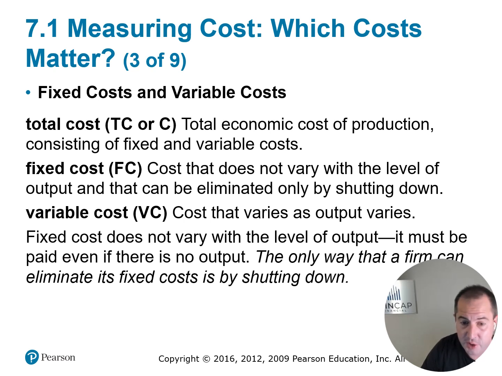But you also have variable costs that vary with output. Some of the costs that vary with output are whatever your ingredients are or your inputs. The only way that a firm can eliminate its fixed cost is by shutting down.